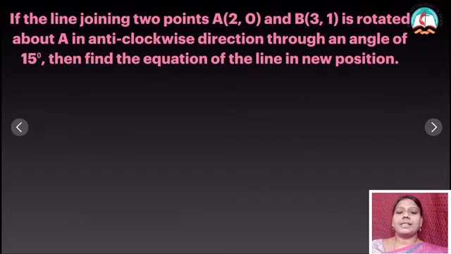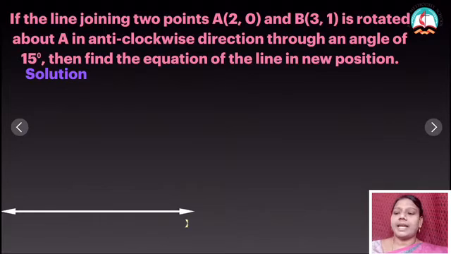Okay. So, the next problem is, if the line joining 2 points A of 2, 0 and B of 3, 1 is rotated about A in anti-clockwise direction through an angle of 15 degree. So, we are rotating the point A in anti-clockwise direction. Then find the equation of the line in new position. So, that is the thing we have to find out.